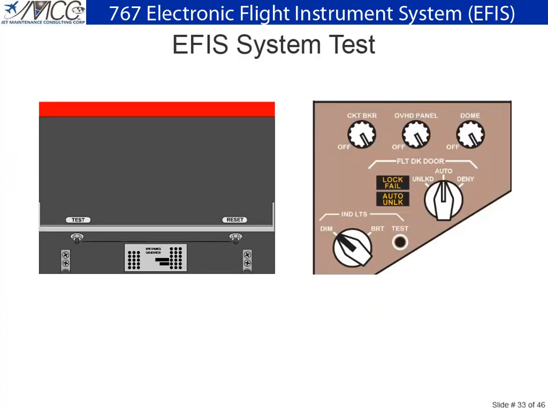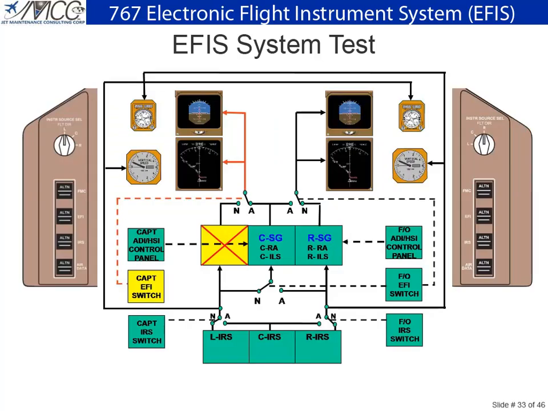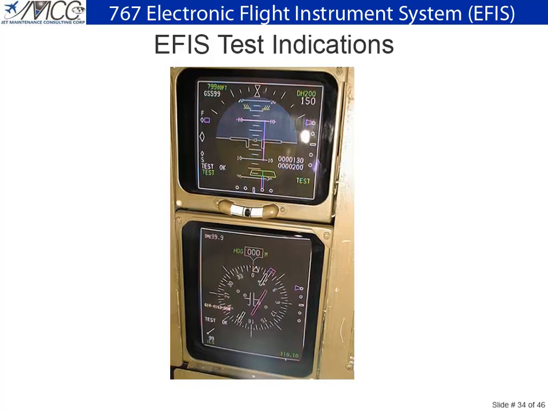Testing of the EFIS system can be accomplished from the cockpit or from the test switch on the symbol generators. In the cockpit, pushing the system test switch on the P5 overhead panel will simultaneously test all of the EFIS components. To see the results from the center symbol generator, one of the EFI switches on one of the instrument source select panels must be pressed. Now let's look at EFIS test indications.